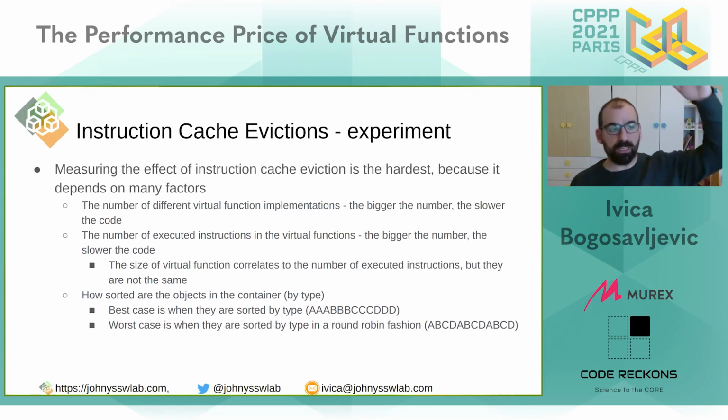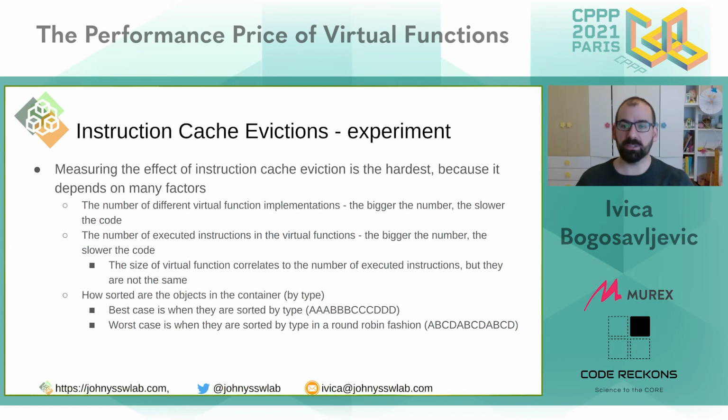Now, there is also one important metric: the number of executed instructions in the virtual functions. A virtual function can be large, but if you look at the executed instructions, only a small part of the function is executed, so this is not a problem. But if all the instructions in the virtual function are executed, then the larger the number of instructions, the slower the code. The size of virtual functions correlates to the number of executed instructions. I mean, bigger typically means more instructions executed, but they're not the same.